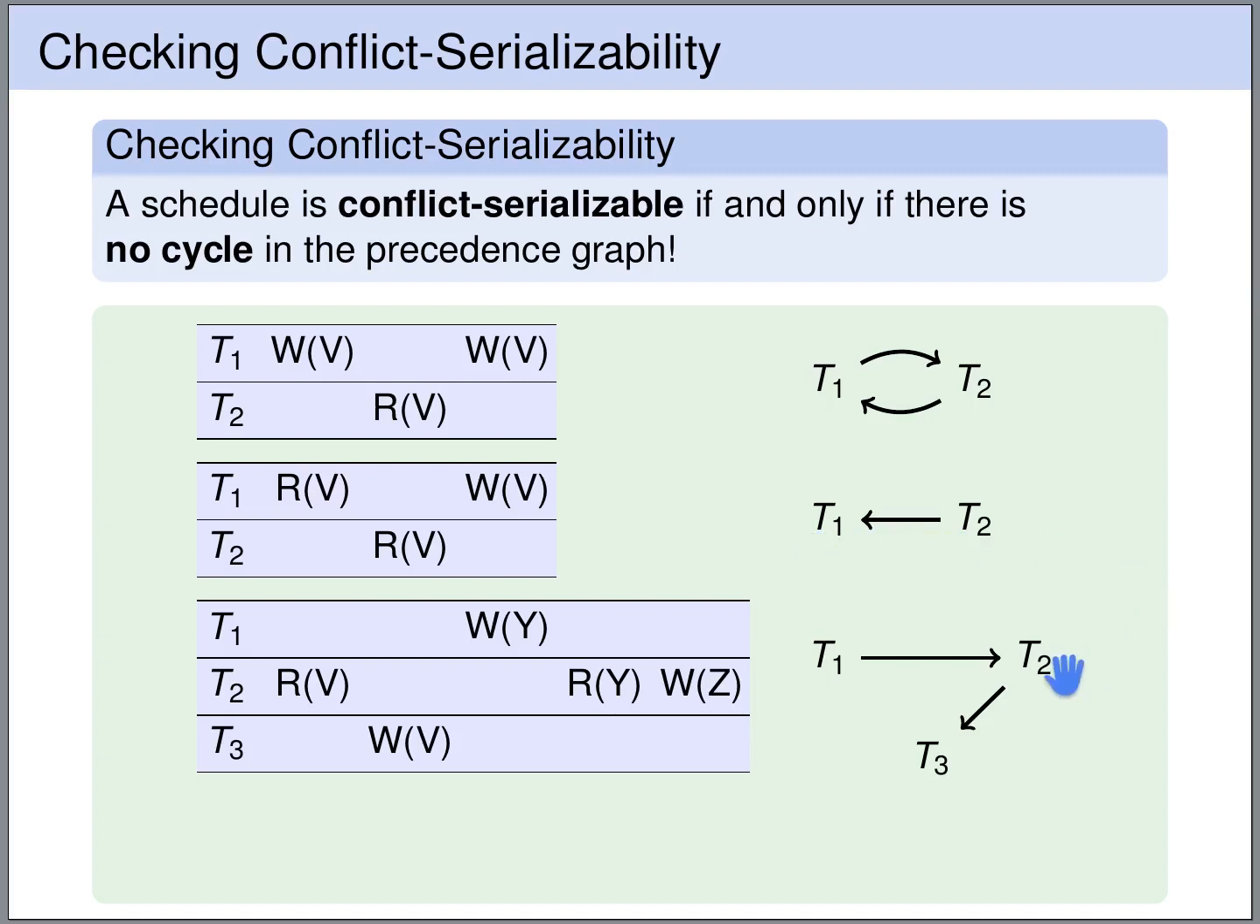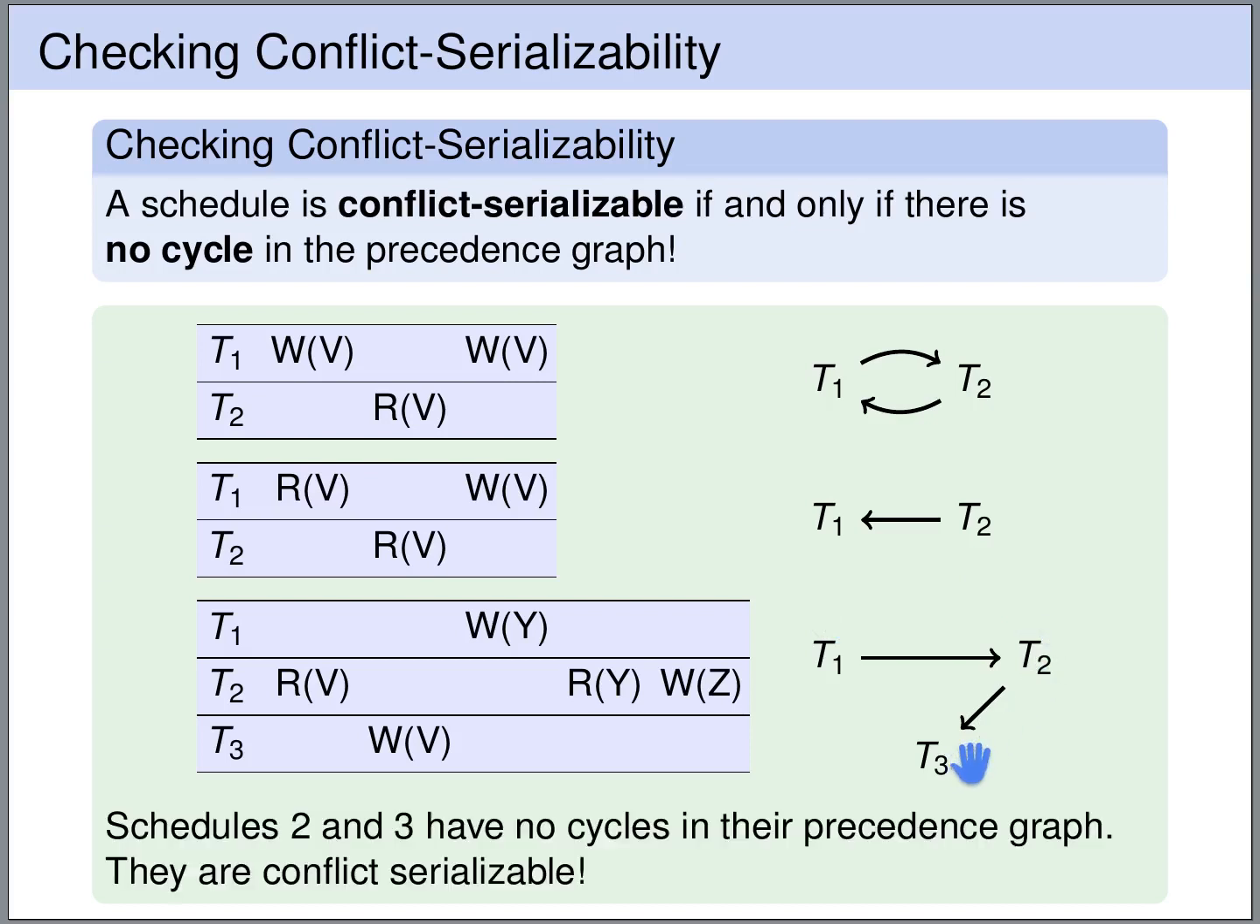Likewise, in the precedence graph corresponding to the third schedule, we also don't have a cycle. We can read off the order of the transactions in the serial schedule. T1 needs to be before T2, and T2 needs to be before T3. So for the second and the third schedule, there are no cycles. So these schedules are conflict serializable.